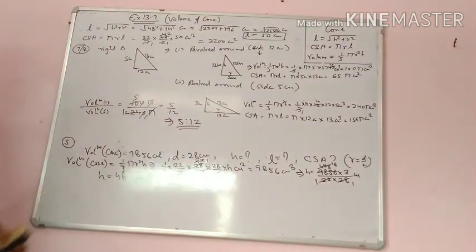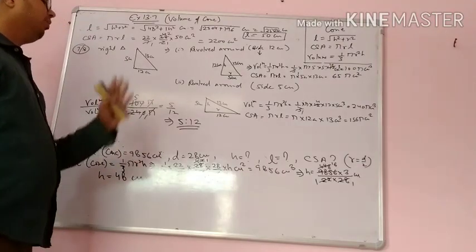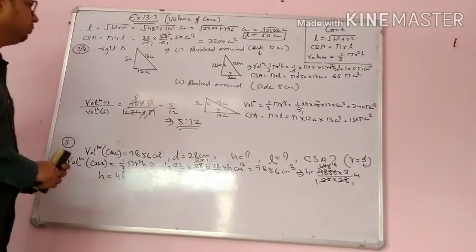Now next is question number 9. You have to do it yourself. In that you will find out the volume first, and then you will find out the covered surface area. Do the question.